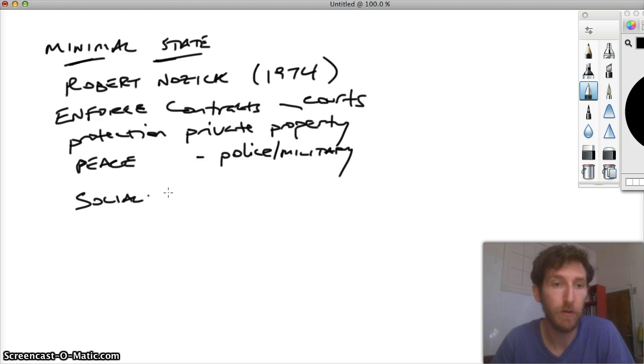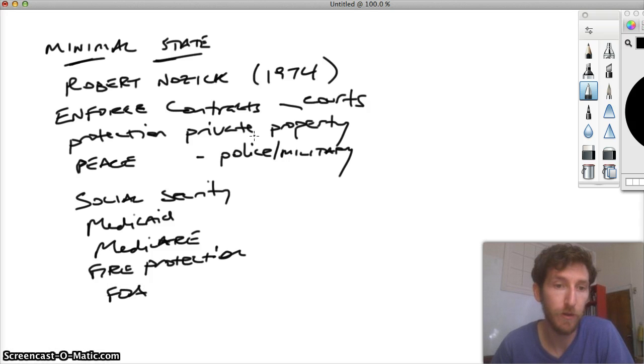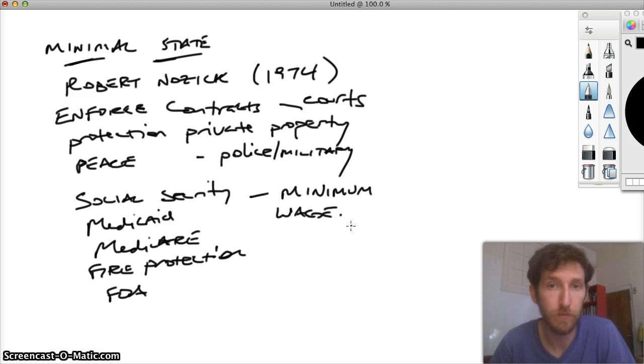things like Social Security or Medicaid or Medicare or fire protection or the FDA, the Food and Drug Administration, and plenty of others. Also, the very concept of the minimum wage. None of these would play a role in a libertarian society.